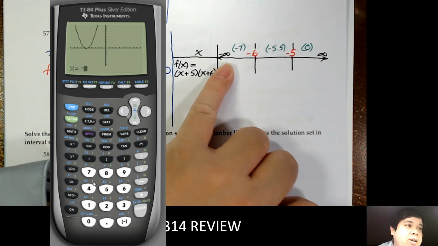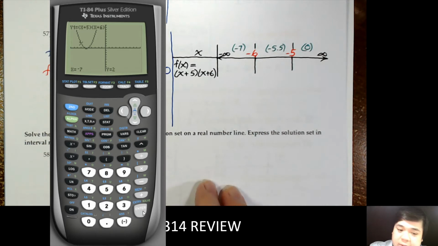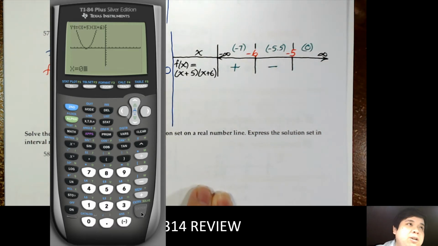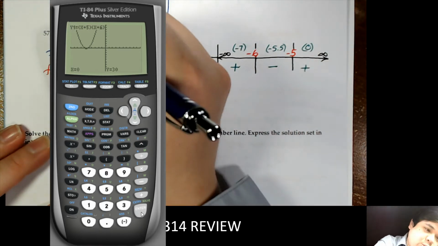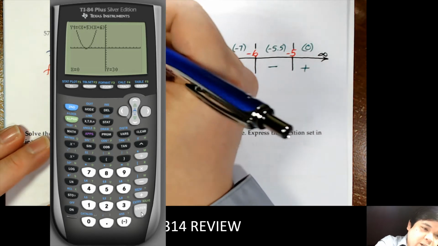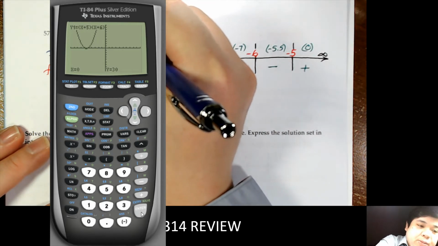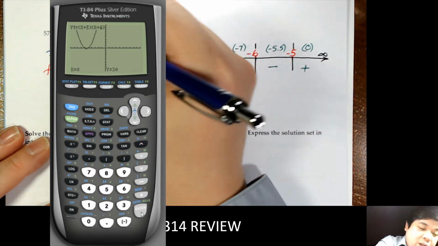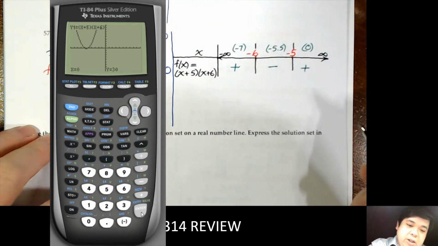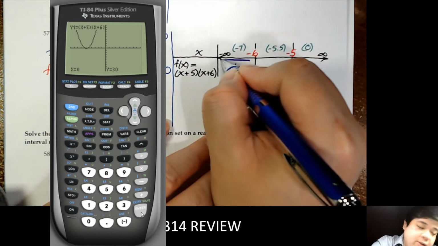And negative 7, that is positive. Negative 5.5, that is negative. And then we have 0. It's positive. Right, next, going to the problem, we have greater than or equal to 0, meaning that we're going to choose positive. And also we choose greater than or equal to, it has the equal to, so we choose the 0 as well. So it's going to be positive.